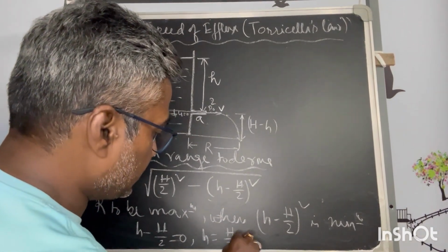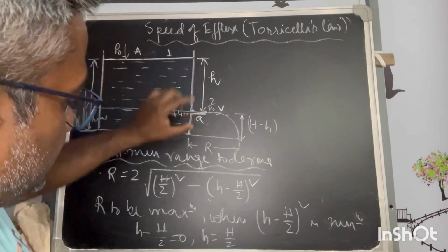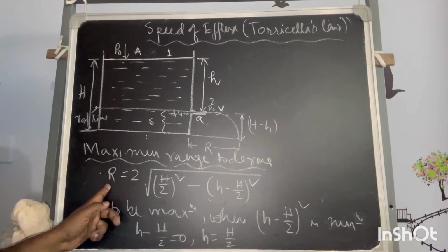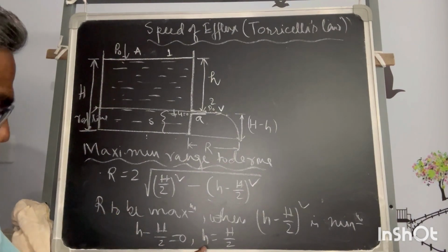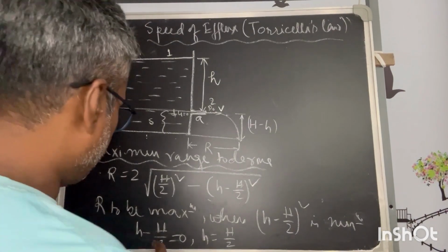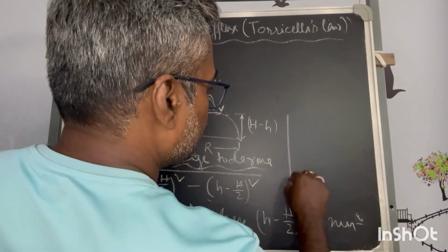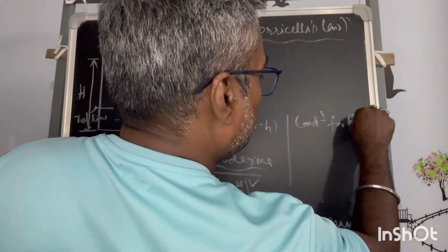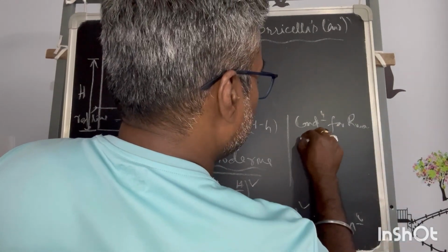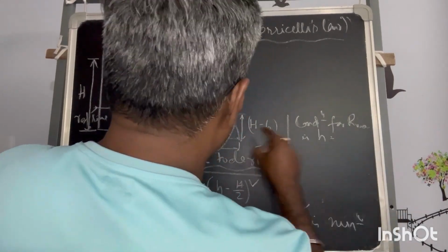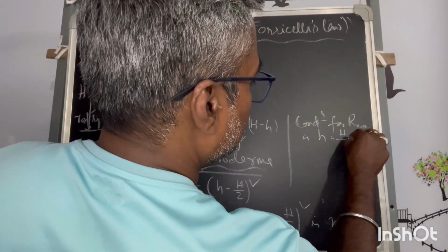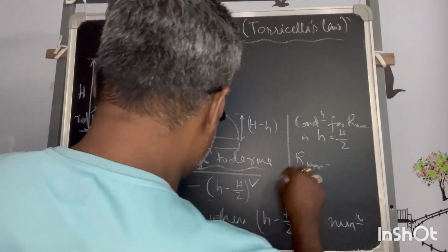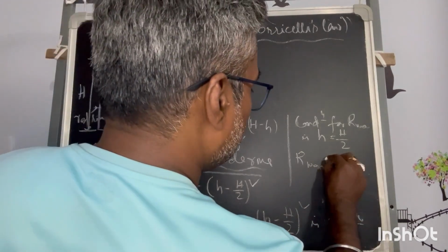So what is the value of h? H by 2. So that means if this height is just half of the total reservoir, we will get the range maximum. Understood? So the condition for R max is that the height of the tapping has to be half of the tank, and the value of R max is how much? If I put the value here, what is the value?